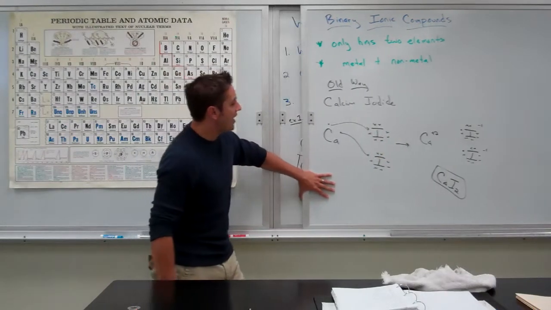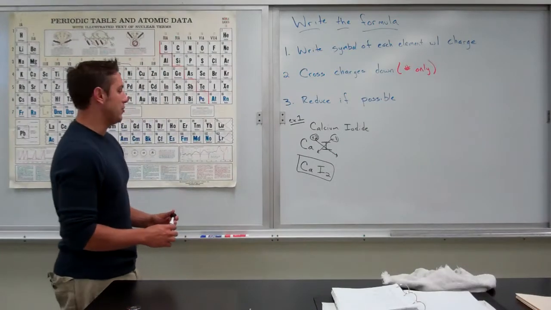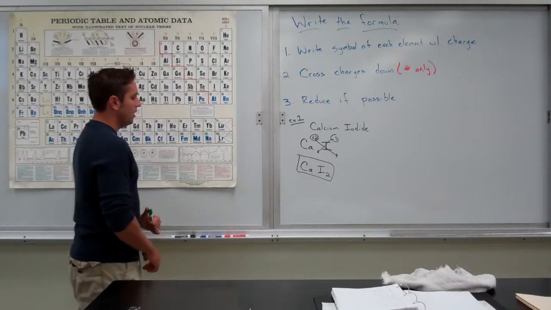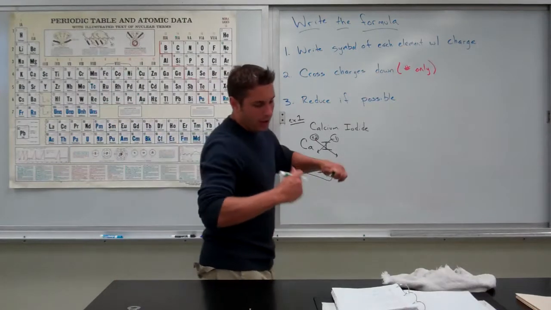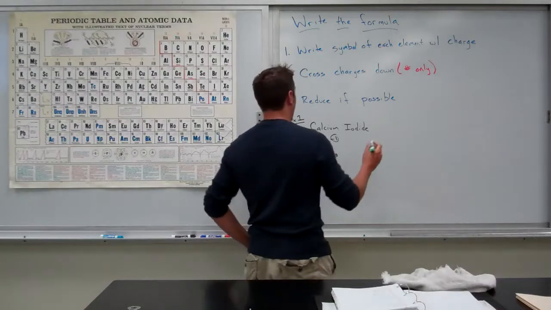So personally, I think that this way is significantly faster by doing the symbols and charges and crossing them down. Let's take a look at another example. How about something like magnesium carbide?